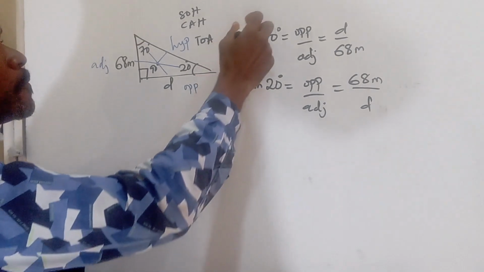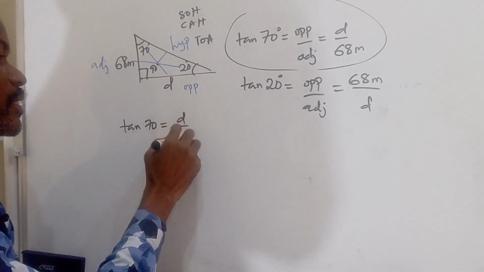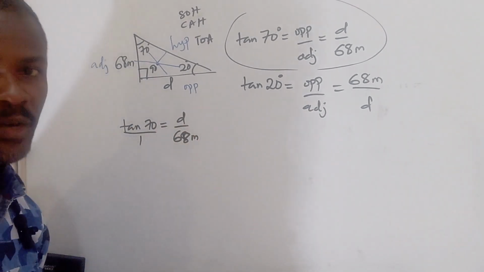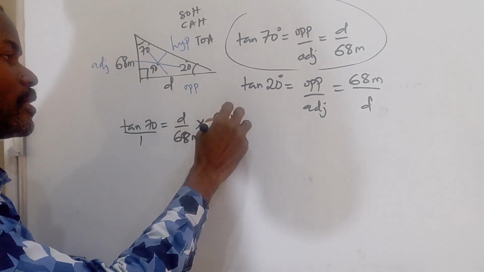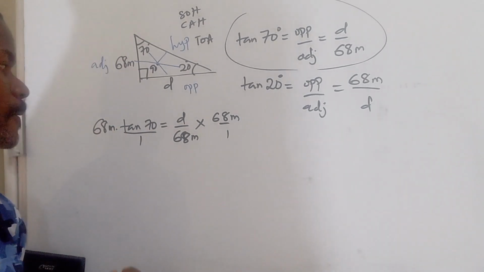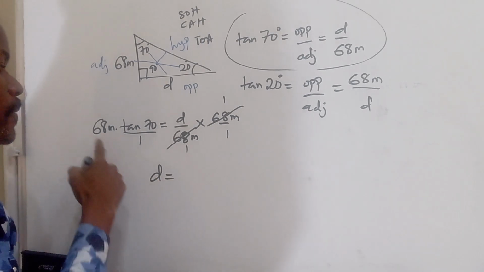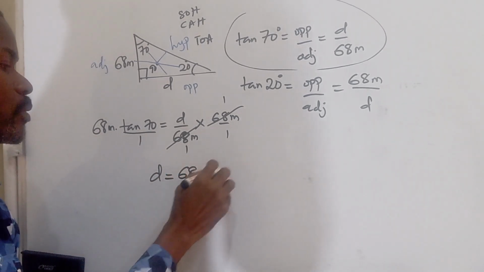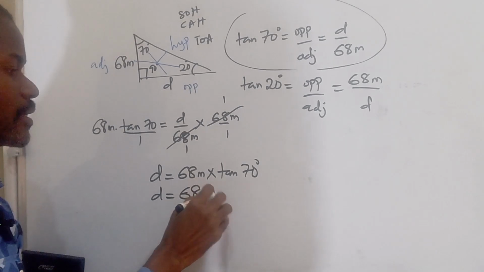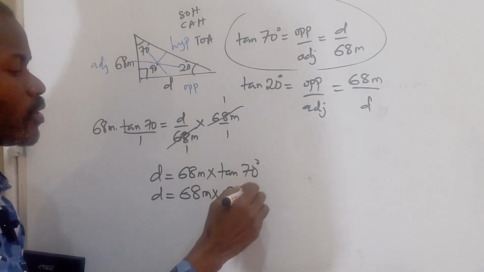For the first one, I have tan 70 equals D over 68 meters. I'm going to find D. How do I find D? I'm going to multiply both sides by 68 meters, so this will cancel out, which is 1 over 1. We are left with D equals 68 meters times tan 70 degrees. So the ground distance is 68 meters times tan 70 degrees. You press your calculator, you may have 2.7474.